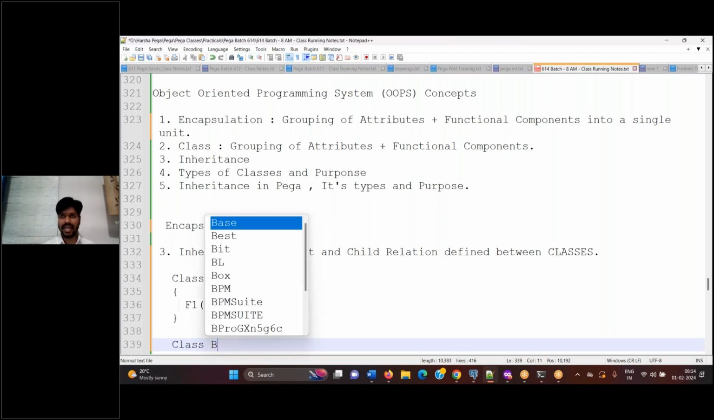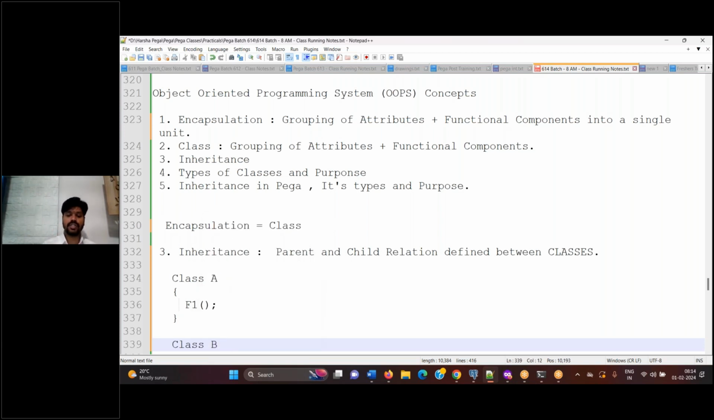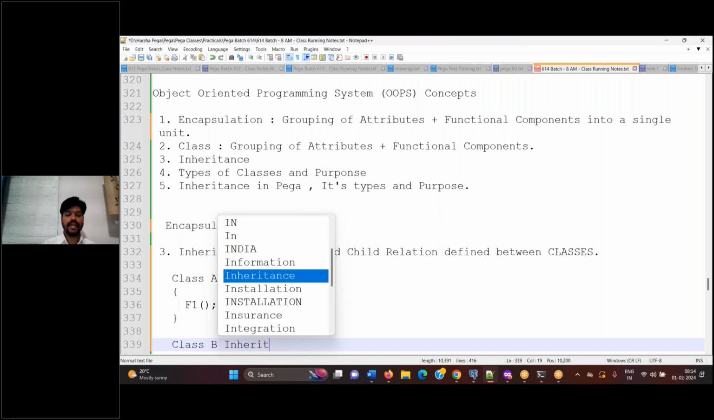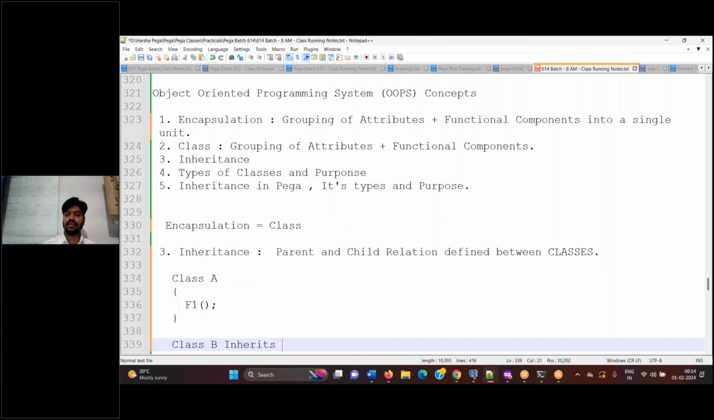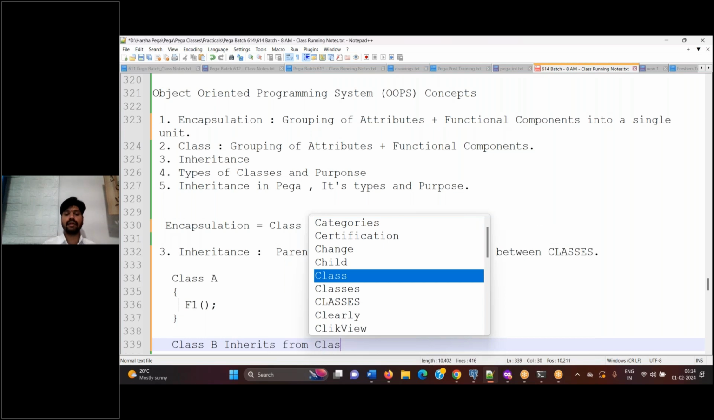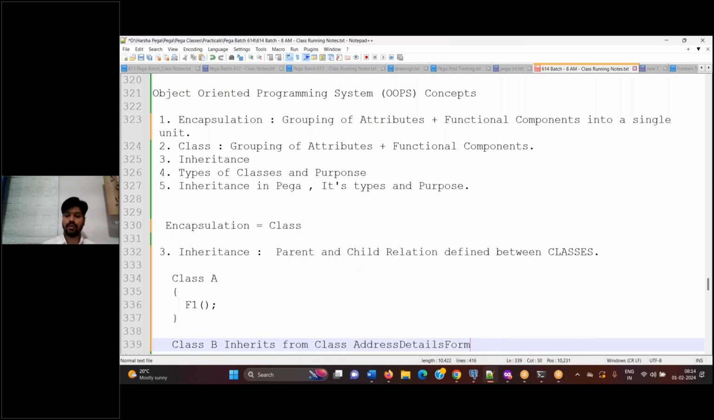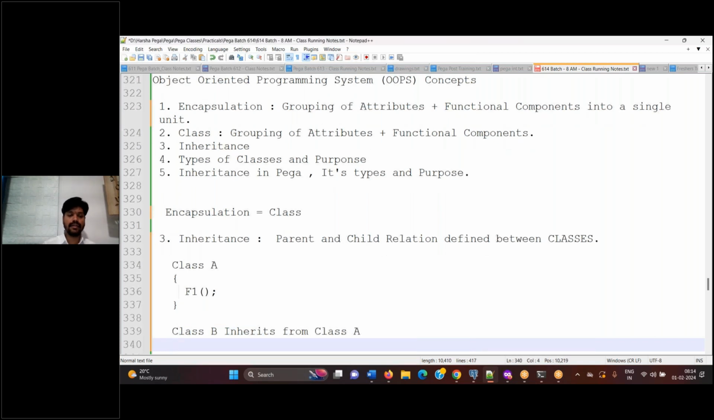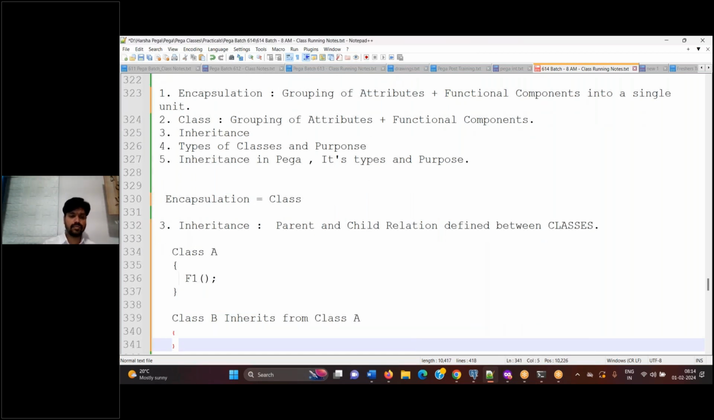Class B, in general language, common language, inherits from class A. I said it like this just for your better understanding. Inherits from what? Class A. Now access F1 here. Is it possible or not possible? It is possible. Why is it possible?